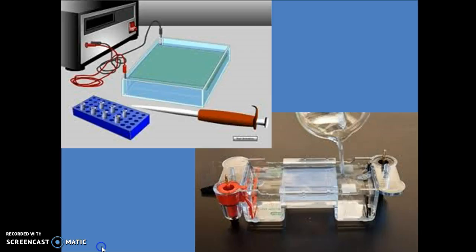Okay? Next step. That gel with the samples in it will be completely submerged in this gel box, which will be filled with a buffer. The buffer is just a solution that conducts electricity a little bit better than water does, which is going to help us because we need to get electricity through the gel box. Okay?